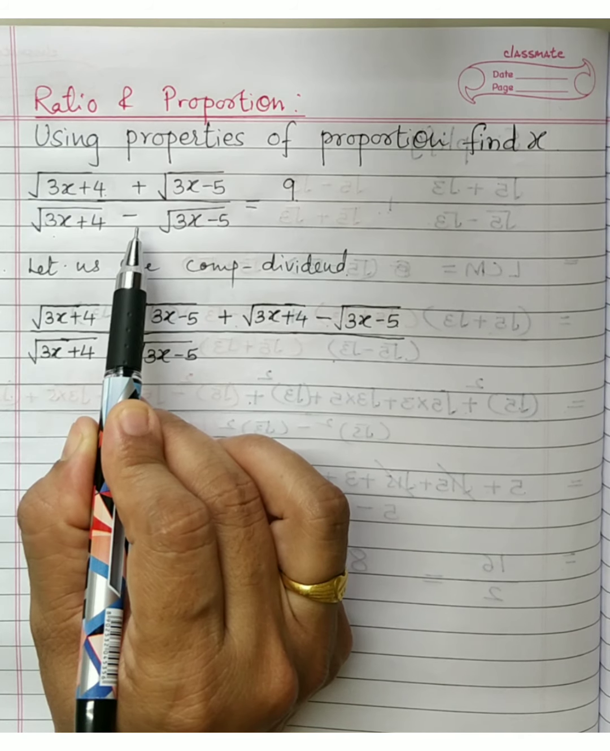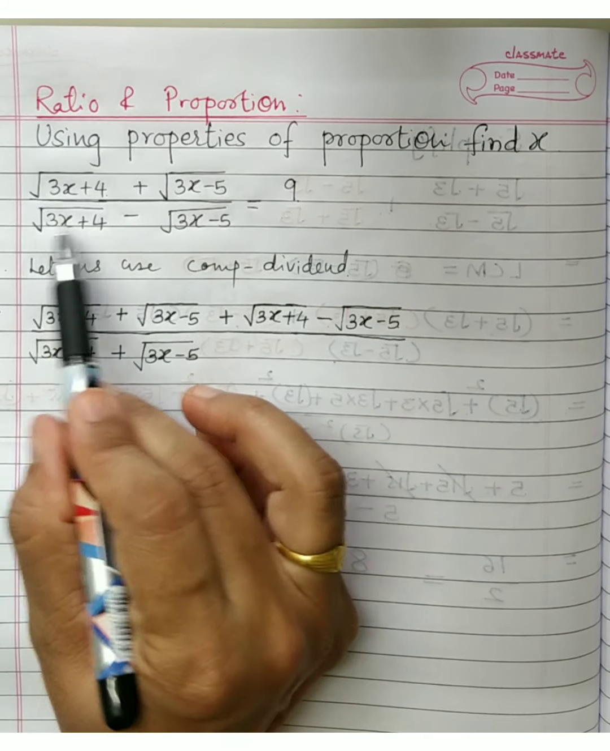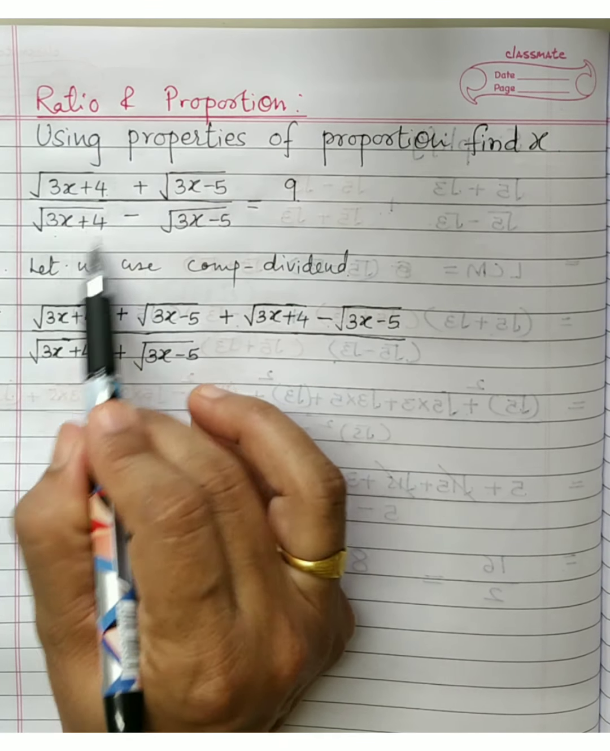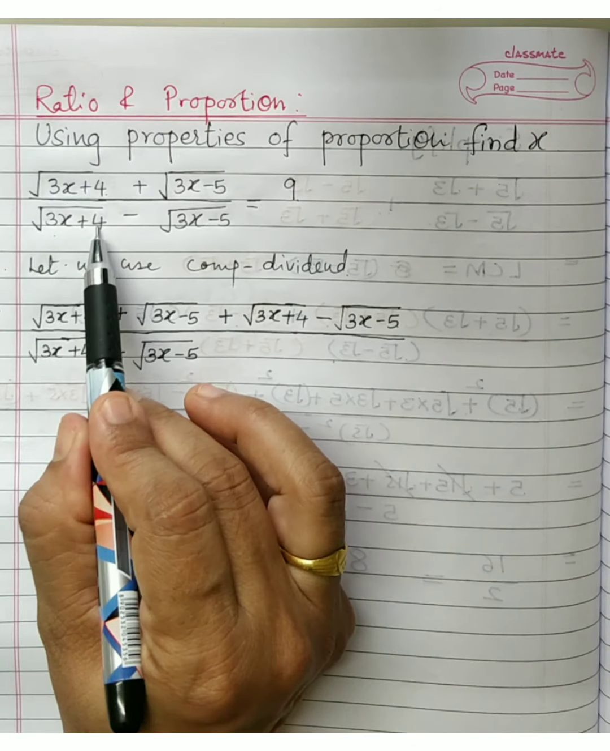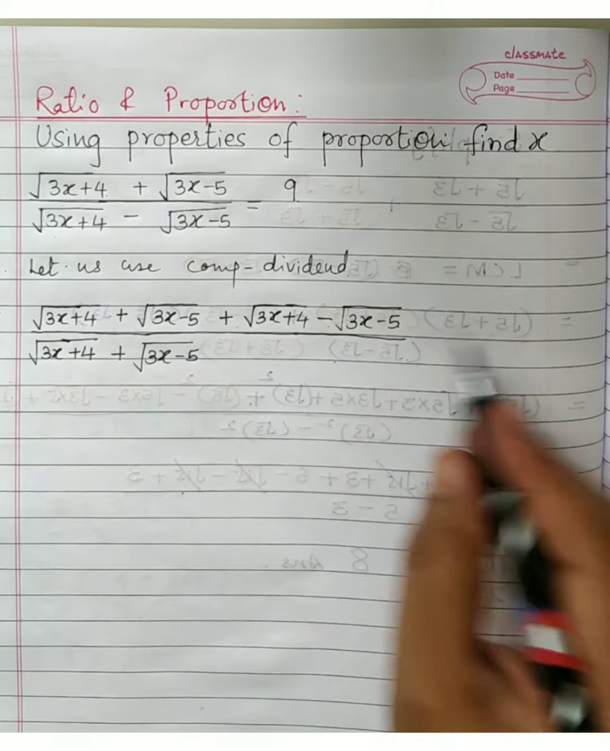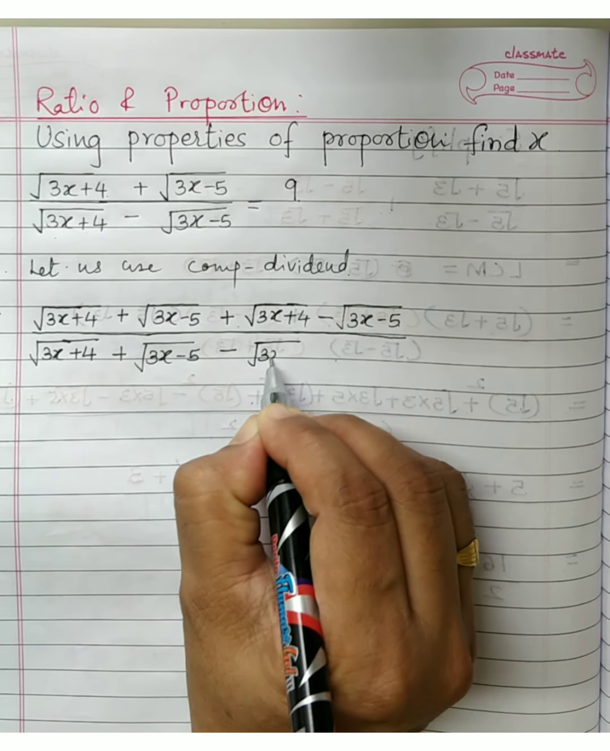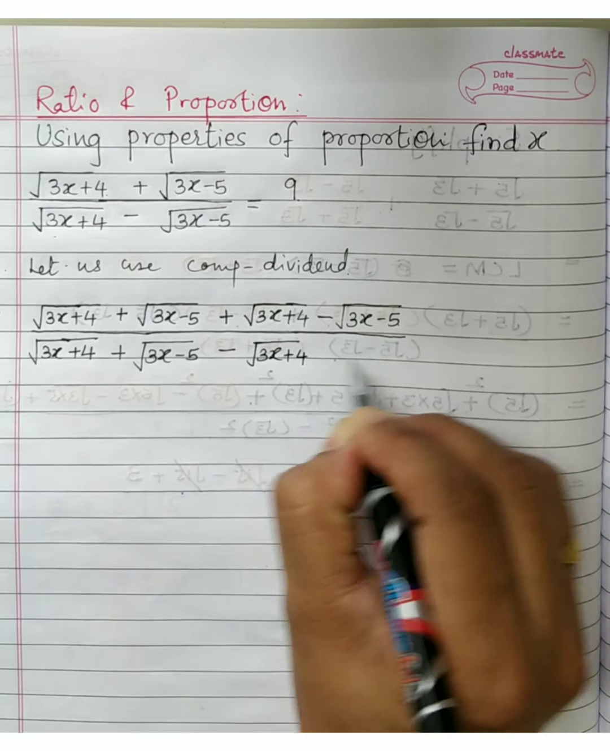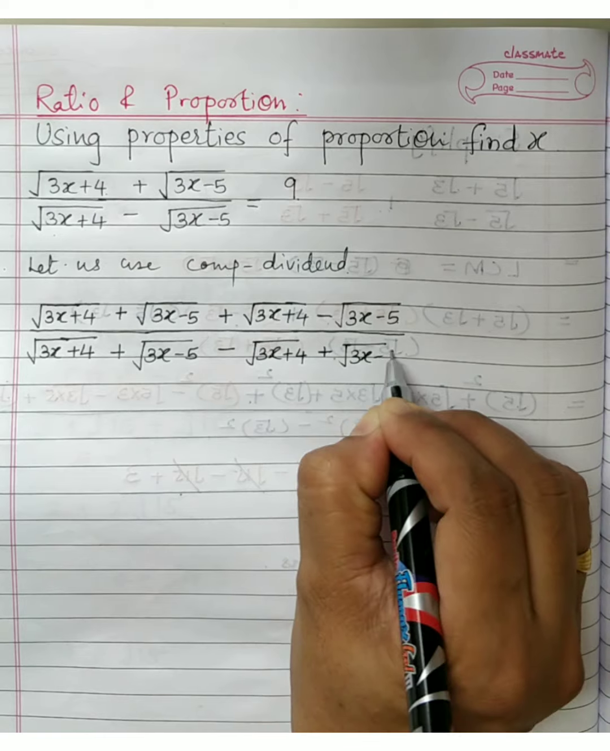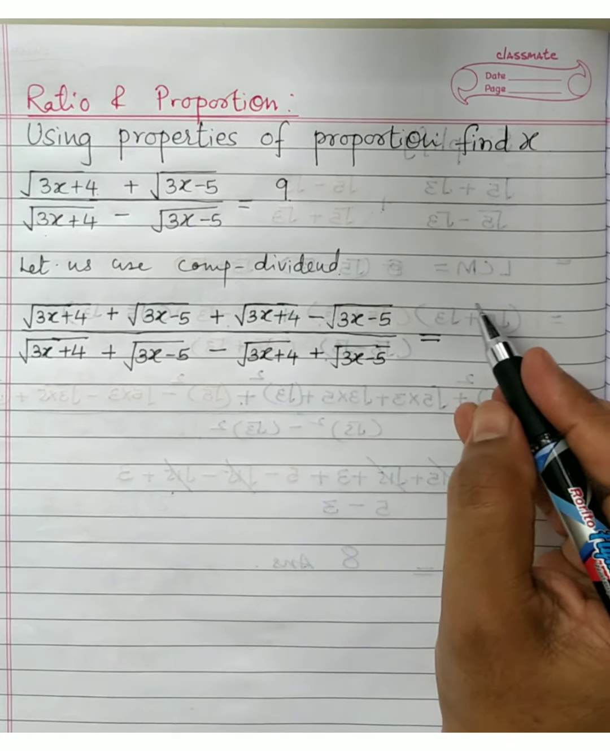Why is it so? Understood? This is our minus the denominator. So because it is a binomial, the first part of the binomial, which is root 3x plus 4, becomes negative, and the second part, which is negative, becomes positive. So I write here negative root 3x plus 4 plus root 3x minus 5. Another important part which normally we ignore.